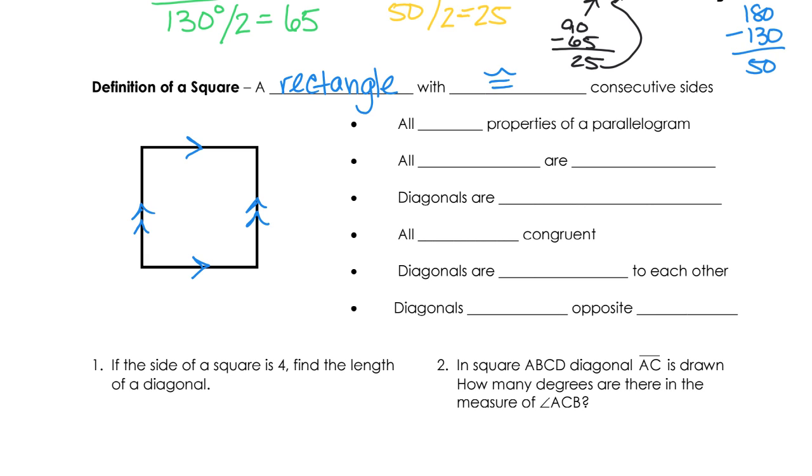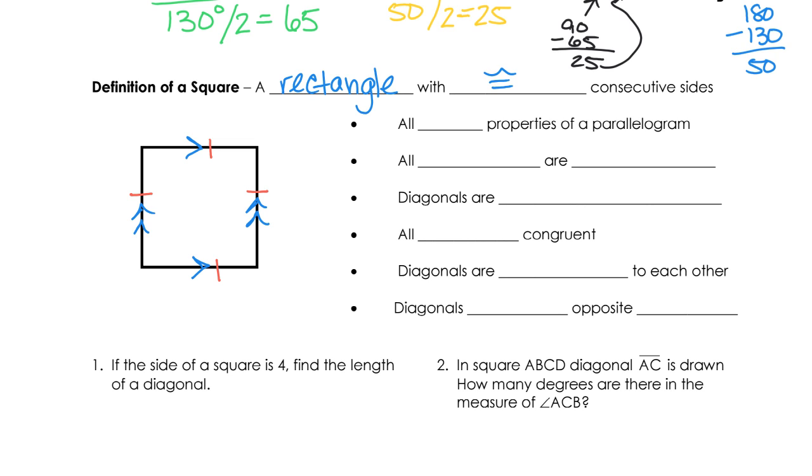Let's see, what else can we say? Opposite sides are still equal. However, the consecutive sides are equal as well, and so that makes all of the sides equal. Okay? And so that's the properties about its sides.